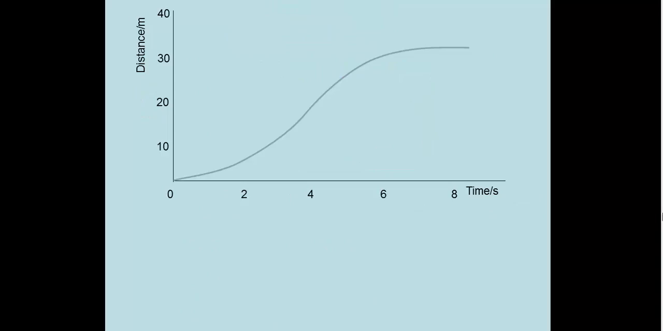Here we have another distance time graph. In this case the graph is curving. We have a low gradient, so the car starts off slowly, gets faster, and then gets slower again and stops.